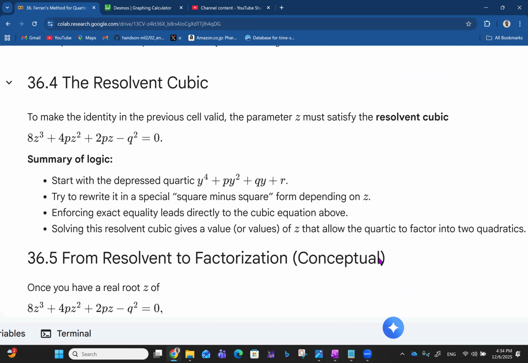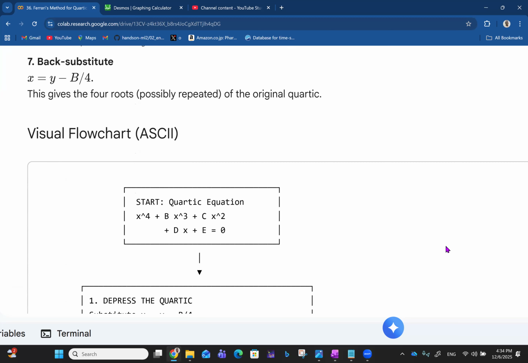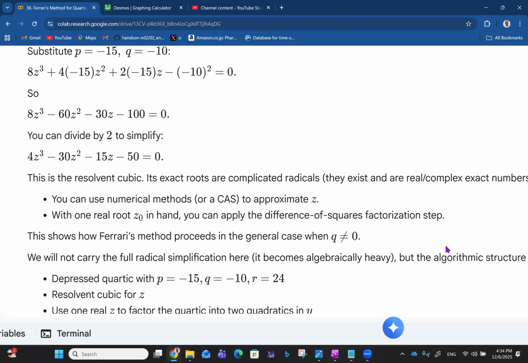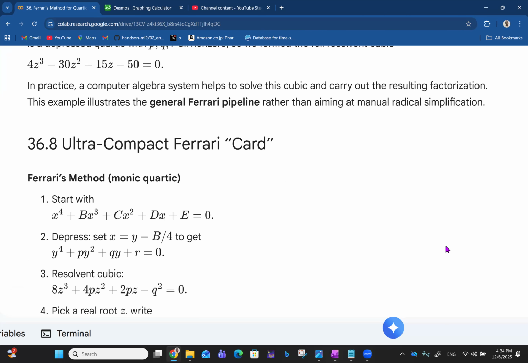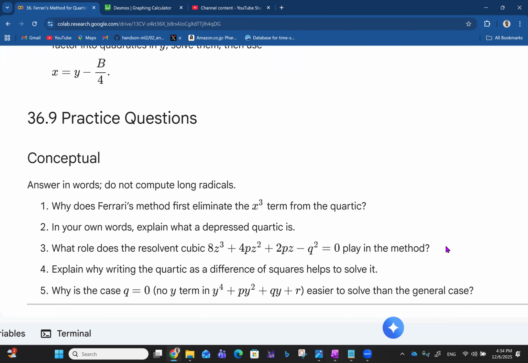So that's why asking questions will help you to know if you really understood. Here, to make the identity in the previous cell valid, the parameter z must satisfy the resolvent cubic, enforcing exact equality. So solving this resolvent cubic gives a value or values that allow the quartic to factor. So the resolvent cubic helps us to factor into two quadratics. I want to believe that's a good answer to give for that.